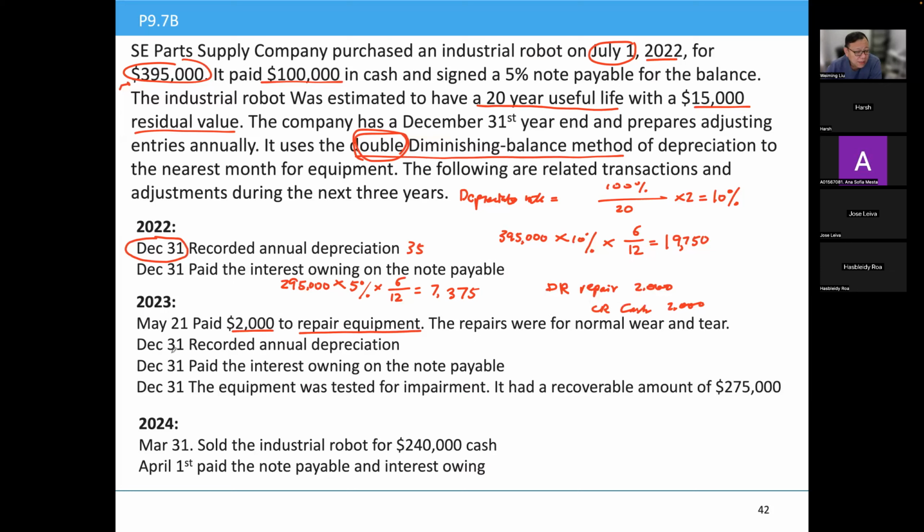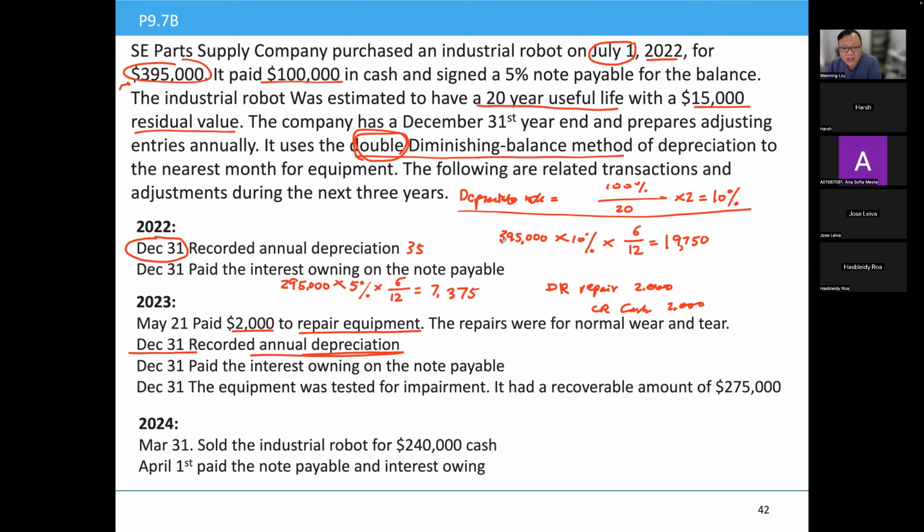Okay, so for December 31st, 2023, another year, you're going to record annual depreciation. So now, what is the annual depreciation for this year? You are going to use the same depreciation rate. So you use carrying amount times depreciation rate. So what is the carrying amount? The carrying amount is the difference between the cost and the cumulative depreciation.